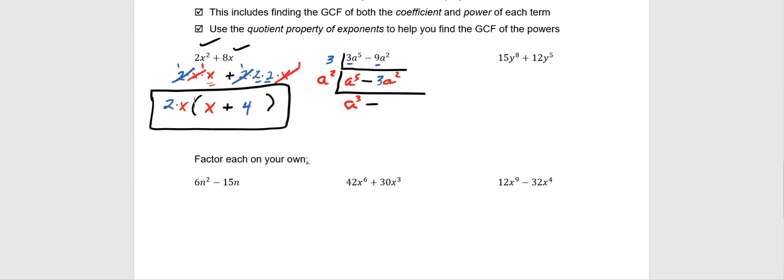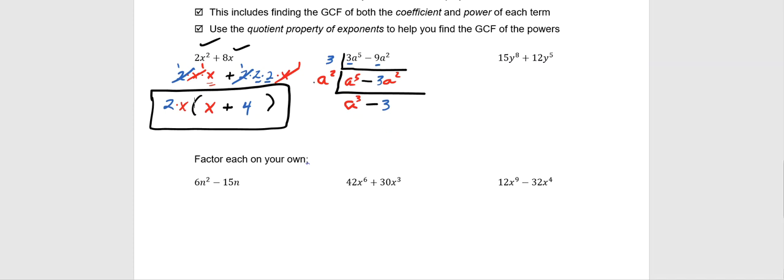minus 3a squared divided by a squared. Well, again, I can focus on those variable terms. 2 minus 2, because it's the quotient rule, means I wind up with essentially a to the 0, which is the equivalent to 1. So now I have 3 as all that is remaining.